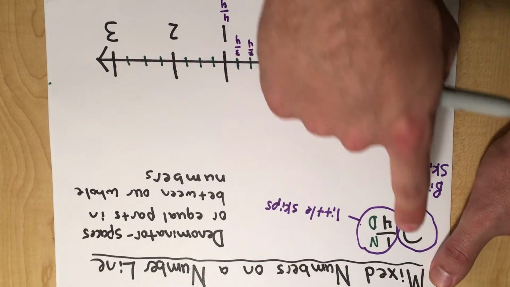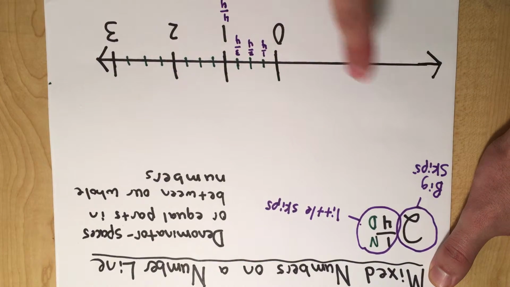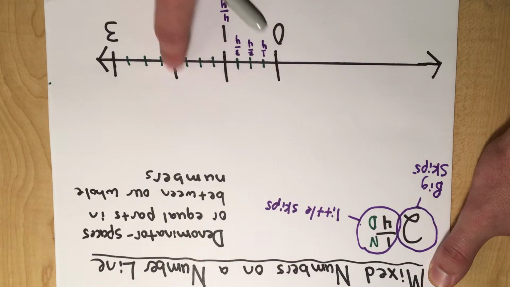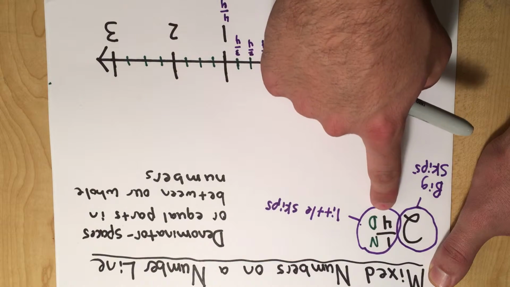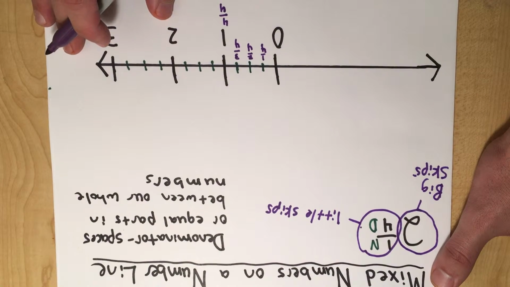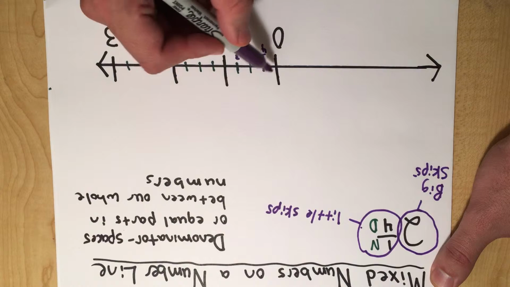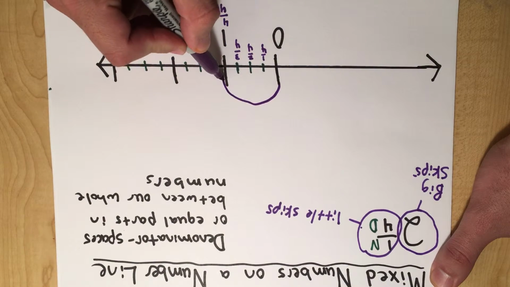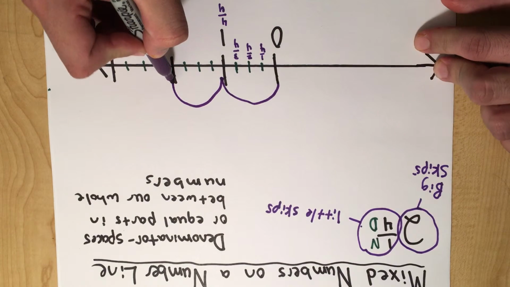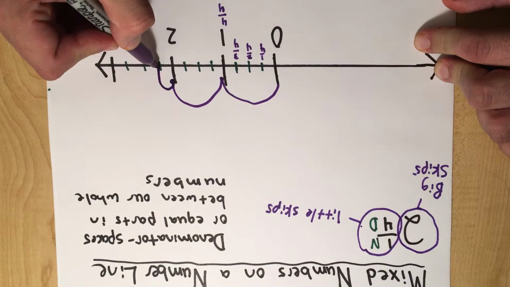So if we need to put 2 1/4 on our number line, it means we're going to have 2 big skips. We're going to go from 1 to 2 all the way over here, and then we should have 1/4, 1 little skip. Okay? So let's go ahead and do that together. So 2 big skips. That's 1, 2. So we're done with the 2, and now we just got to put that 1/4 in there. It would be right here.